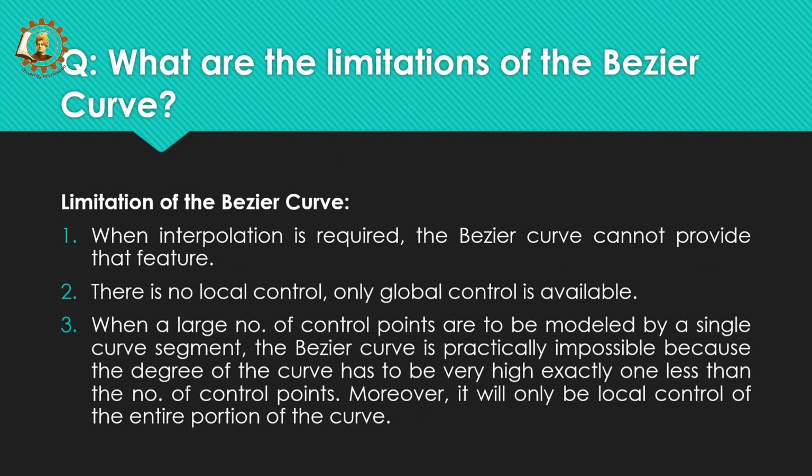Our next question is, what are the limitations of Bezier curve? So what is Bezier curve? Bezier curve is a parametric curve defined by a set of control points. The first and the last points are the end control points of that particular curve, and the intermediate points determine the shape of that particular curve. So we need to remember what is Bezier curve, the limitations of Bezier curve, some advantages, disadvantages, all the things.